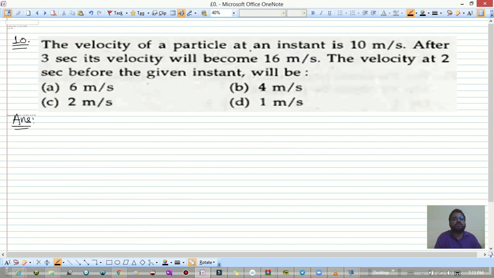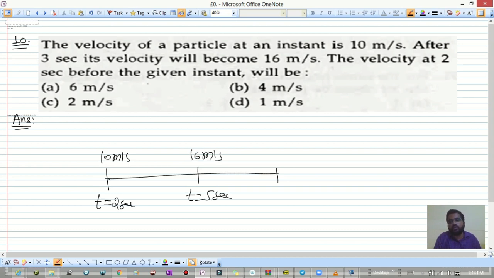Next, the velocity of a particle at an instant is 10 meter per second. After 3 seconds its velocity becomes 16 meter per second. The velocity at 2 seconds before the given instant. Okay, so at t is equal to 2 seconds, we have 10 meter per second, and after 3 seconds its velocity becomes 16, means at t is equal to 5 seconds its velocity is 16 meter per second. The velocity 2 seconds before, that means t is equal to 0. What is its velocity? That is what we have to calculate.